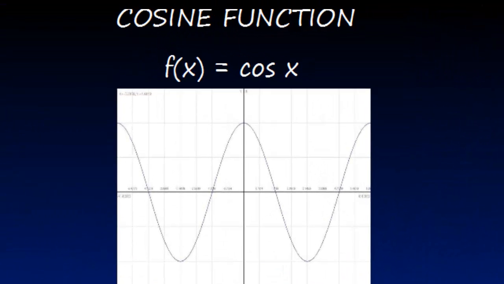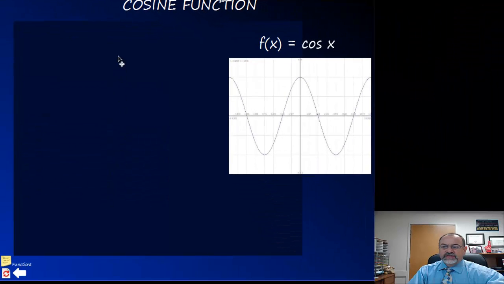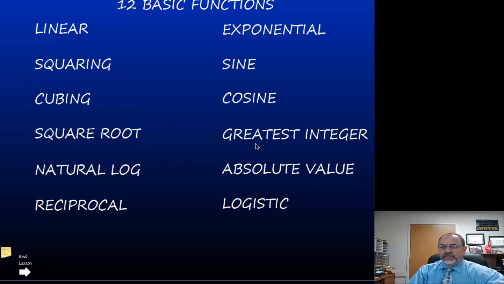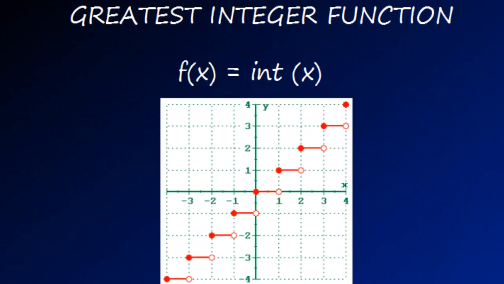The cosine function is very similar to the sine. In fact, you might even get these mixed up. One thing you might want to cover in your summary is what's the difference between the sine and the cosine functions. Can you figure out what that is? The greatest integer function looks something like this.